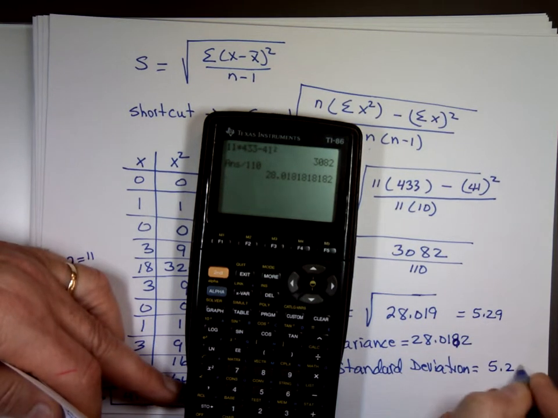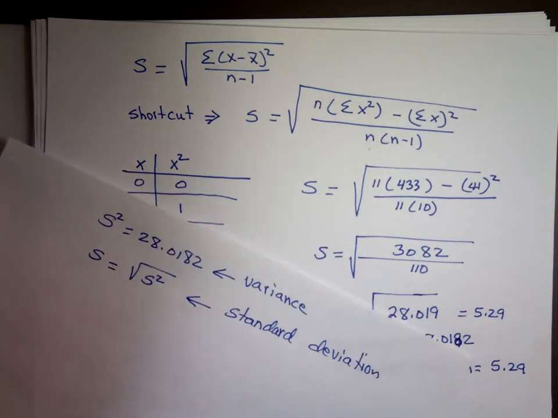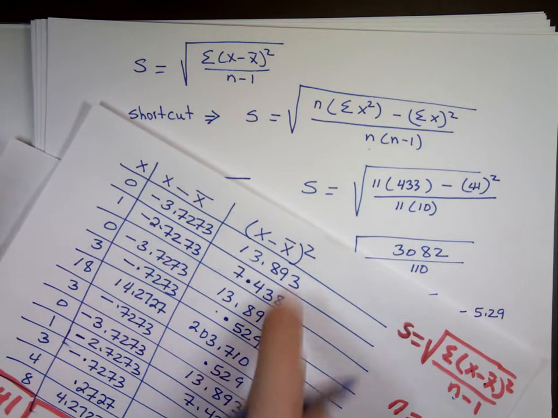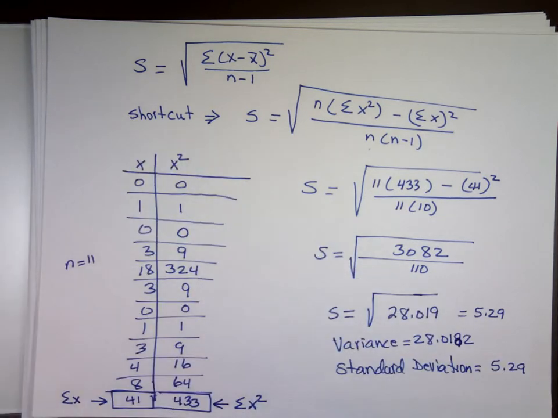So why am I going to kill myself trying to subtract the average and round and carry 5 decimal places when I don't have to? So you're going to see, yes, 90% of the time, that's the method we're going to use.